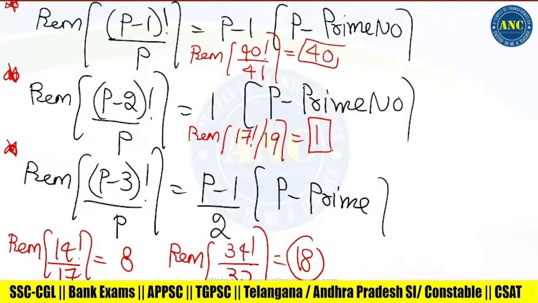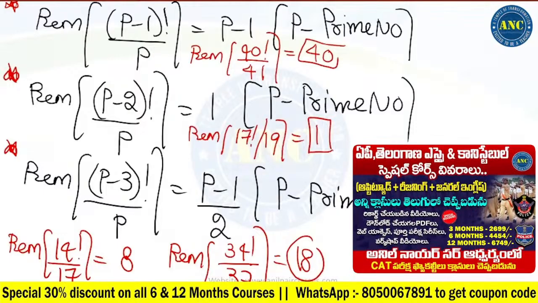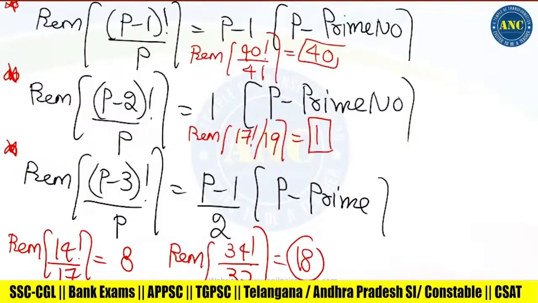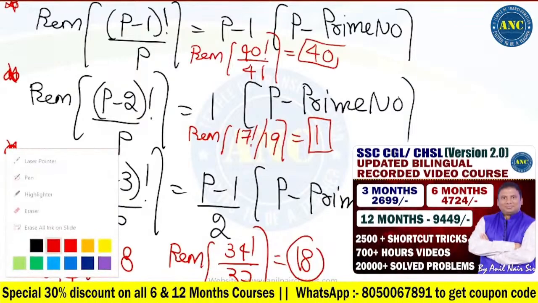In case you probably forgot this concept, we will go step by step. (P minus 1) factorial by P is P minus 1. (P minus 2) factorial by P is 1. (P minus 3) factorial by P is (P minus 1) by 2. Now see here.